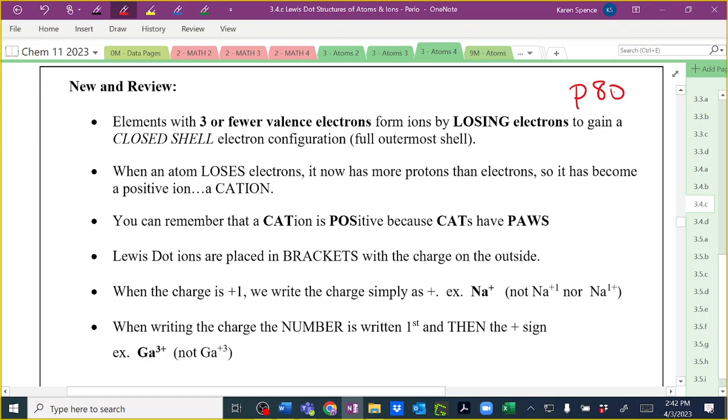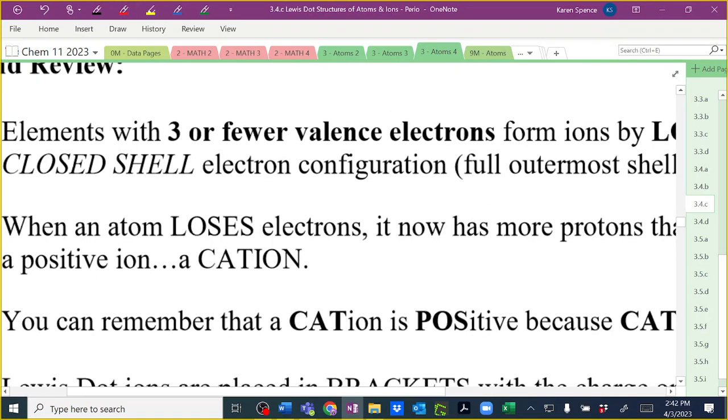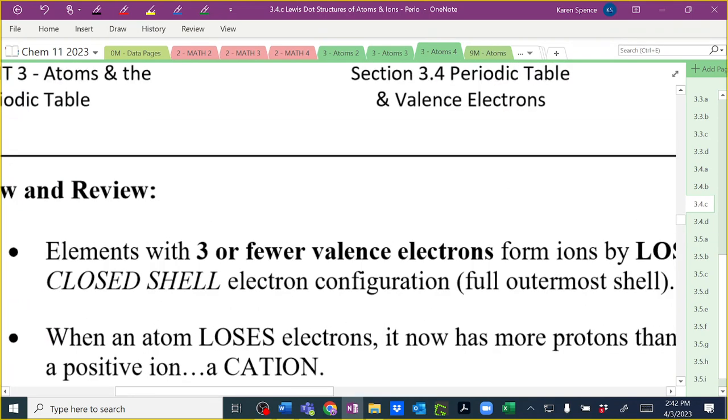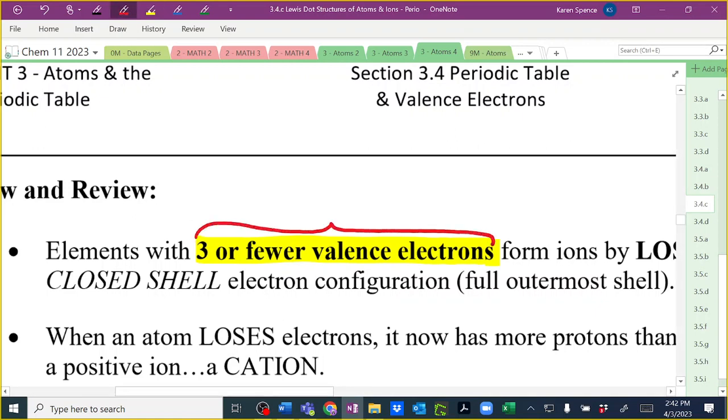Elements with 3 or fewer valence electrons. Hopefully you all know that if there are 3 or fewer valence electrons, the atom loses electrons rather than gains them. What type of element has 3 or fewer valence electrons? Metals, yes.